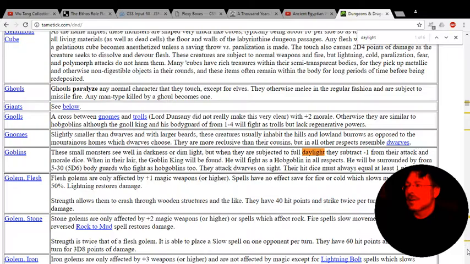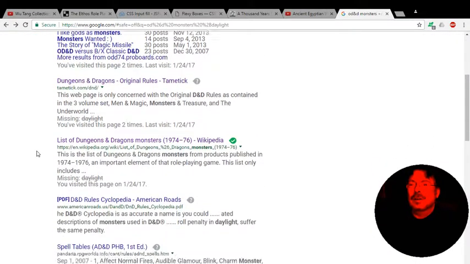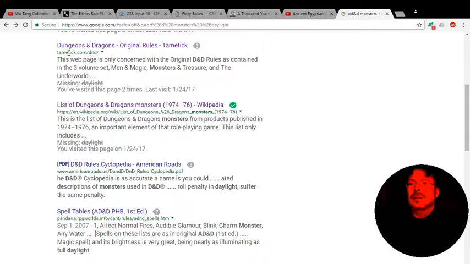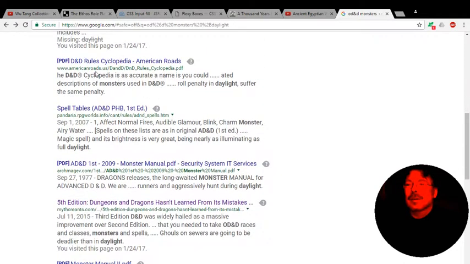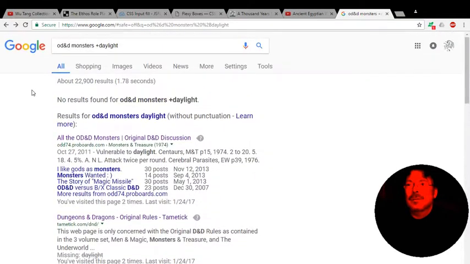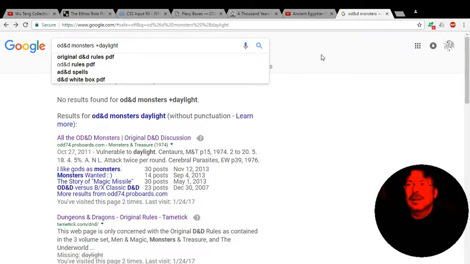It shows up numerous times in this tametick.com D&D post. But over here, in the results, it says the tametick.com D&D result is missing the word daylight. But we just saw that that's wrong. It isn't missing the word daylight, Google. So why are you telling me it's missing daylight when it's not? So I'm just looking at this and thinking that it's broken.